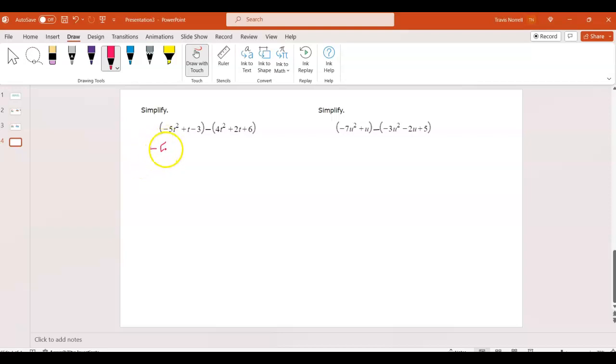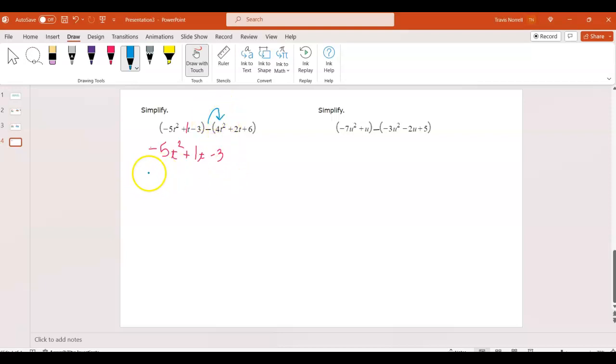Negative 5t squared plus, remember if there's not a number, there's an assumed 1, so we'll go ahead and write plus 1t minus 3. Okay, now let's distribute this.